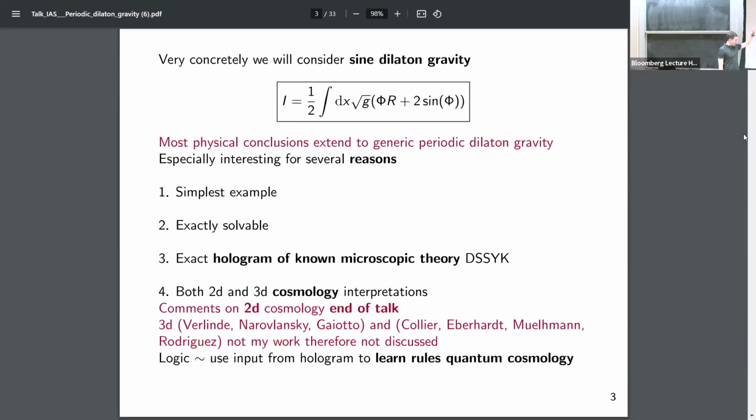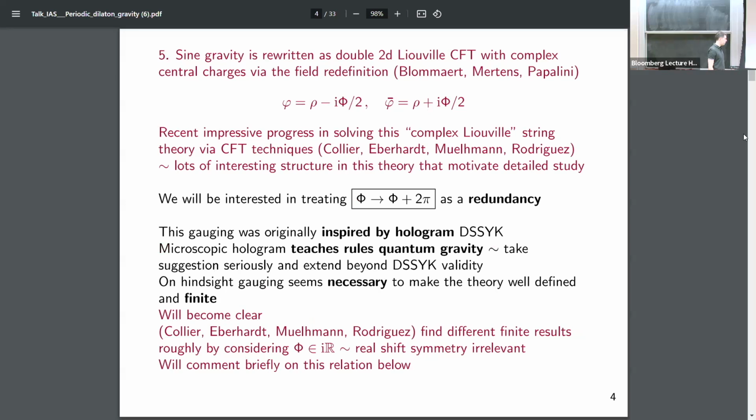Another motivation is that this theory has a cosmological interpretation, and I'll give some comments on a 2D cosmological interpretation at the end of the talk. The 3D stuff many people here have done. It's not my work, so I'm not going to discuss it. But I feel like the overarching motivation for me is to use this SYK model to learn new rules of gravity that hopefully have a good impact on quantum cosmology. What that good impact means, I'm not precisely sure, but at the end of the talk, there are some comments that I feel are trending in the right direction. You can judge for yourself.